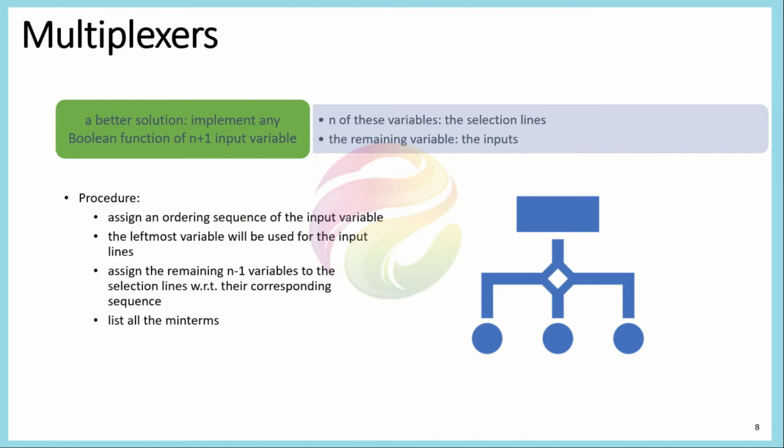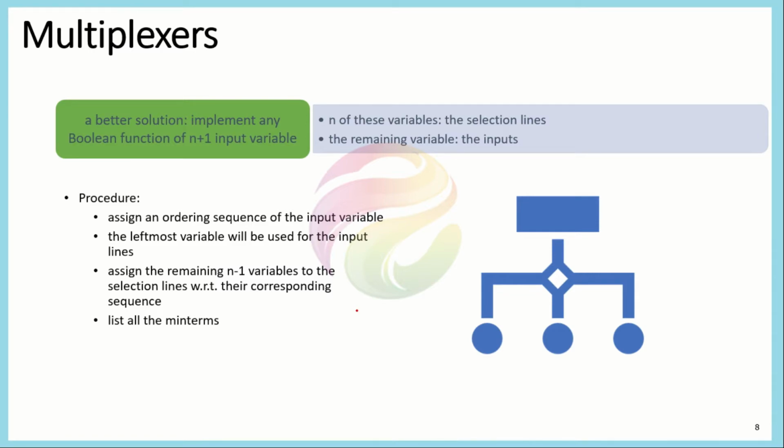Now we will be using another form of implementation, or you can say a more efficient way, to implement any given Boolean function using the multiplexer. We have designed a separate procedure for that. What we do here is that for n variables, we select n minus 1 selection lines, and one variable we take as the input. We design a separate procedure for this.